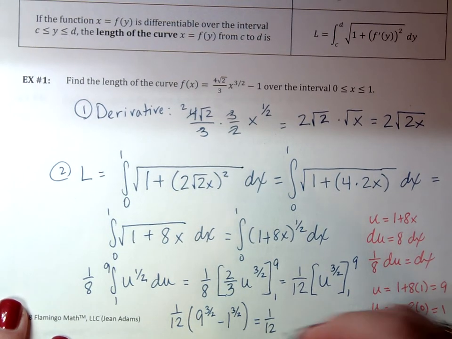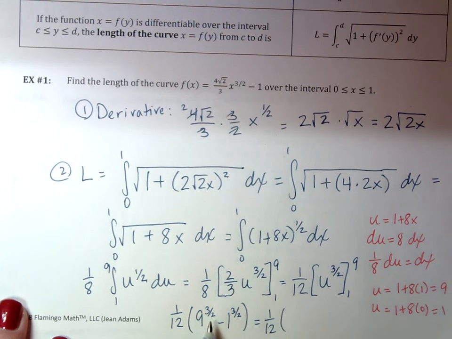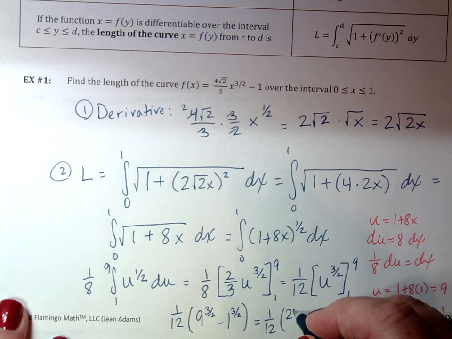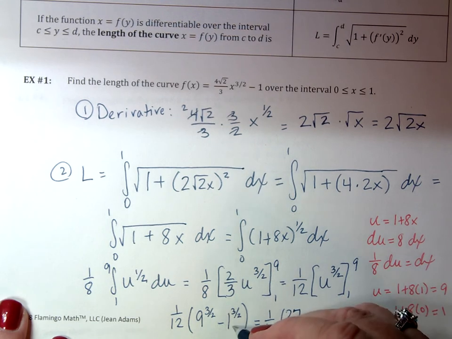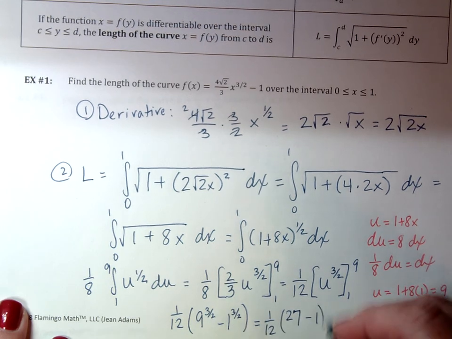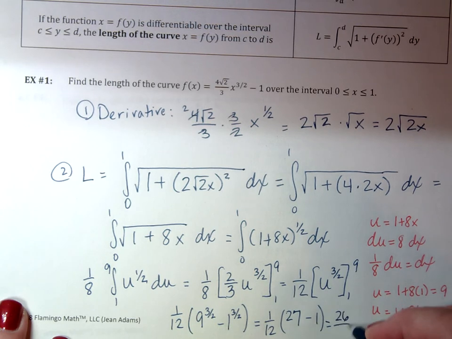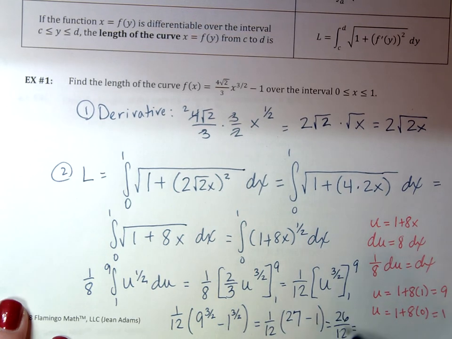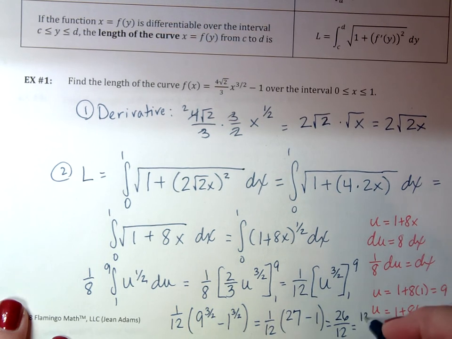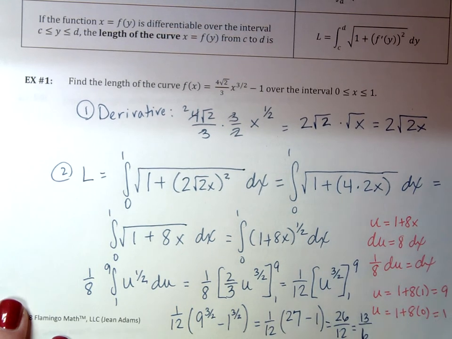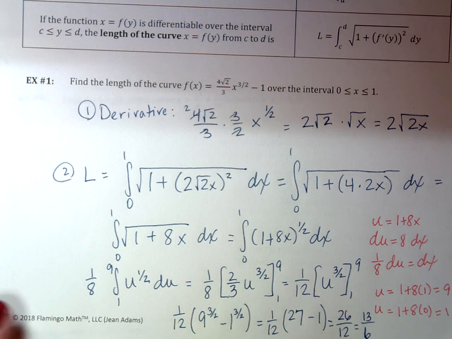1/12 times the square root of 9 is 3. 3 cubed is 27. The square root of 1 is 1. Cubed is 1. 27 minus 1 is 26 twelfths. Oh, can I squeeze it in? They both divide by 2. 13/6. And that is my final answer for example number 1.